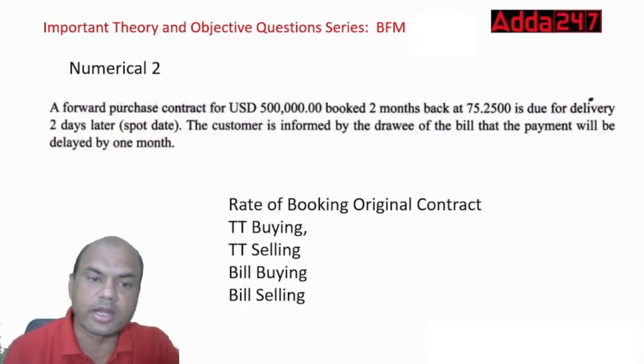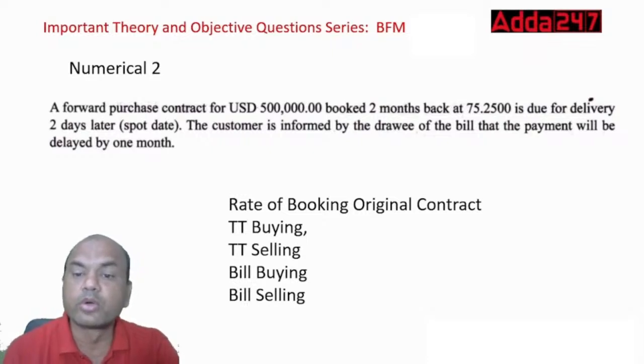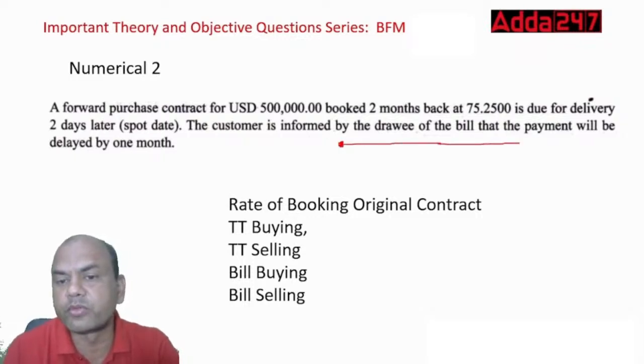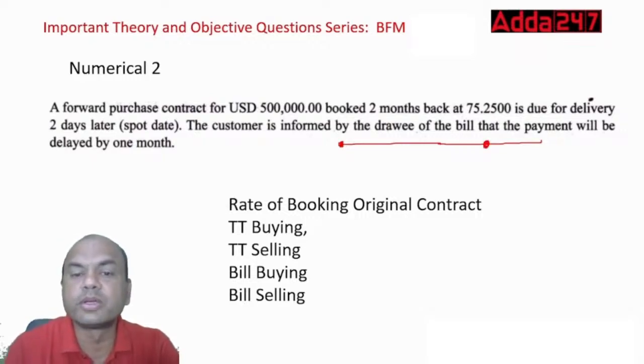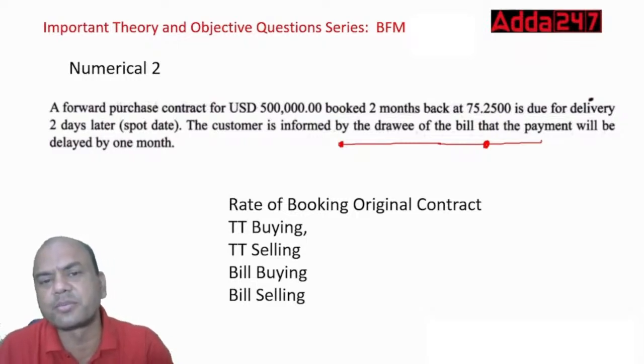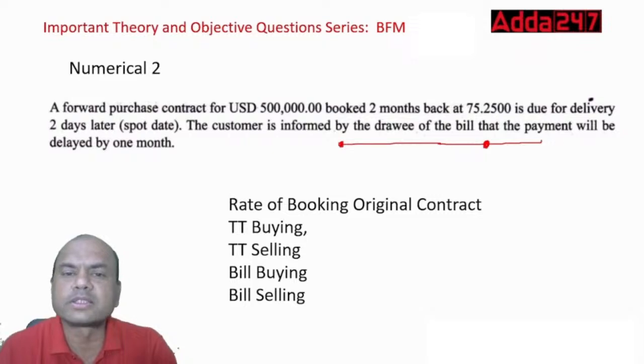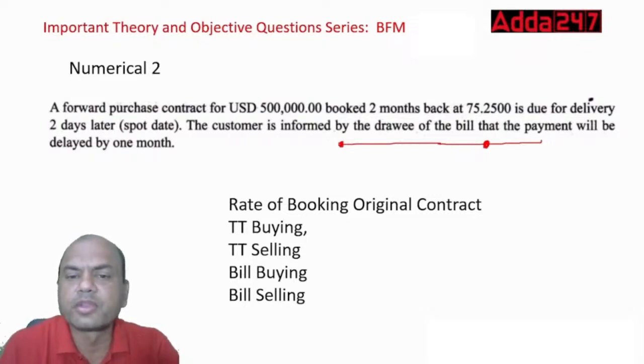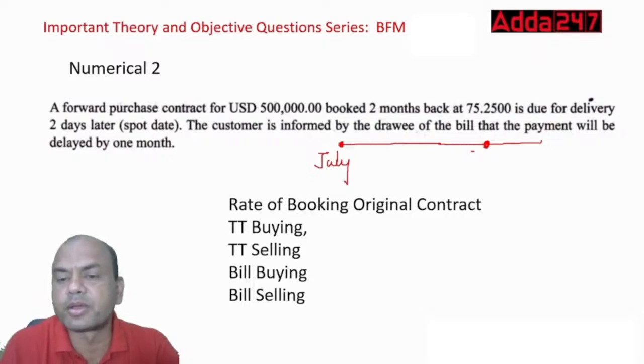See here, there is a contract which was booked 2 months back. Means I'll write it over here. Say this: 2 months back, there was a contract which was booked, due for tomorrow. Let's consider the current month is September. So August and July have gone. So let's say the contract was booked in July. It is due in September, this tomorrow's date.